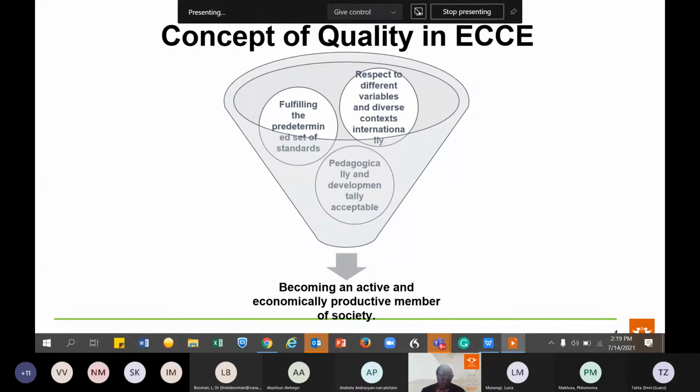Now, if we are to think of early childhood development, it is important for us to begin to think about the quality that we give. It doesn't help that we say we have centers of early childhood development, or we are having people who are providing services in terms of early childhood development, but we do not look at the concept or the quality that is given in early childhood development.